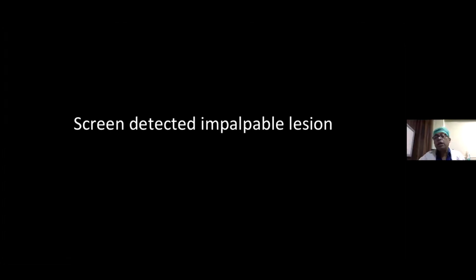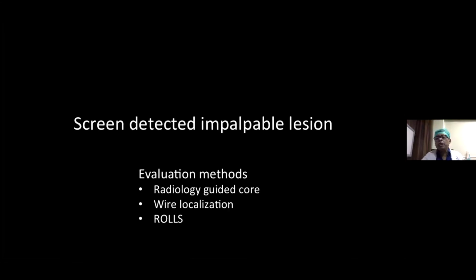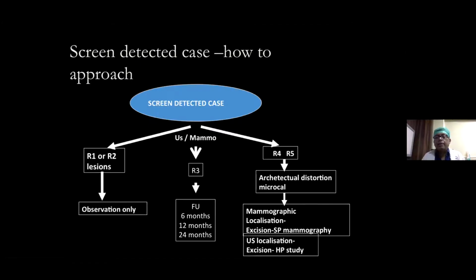Now look at what is the algorithm or the guideline in the West. You can choose any of the evaluation modes, a radiology guided core or a wire localization. In some places in Italy, they would use the ROLL. So the guideline is very clear. You have a screen detected lesion, R1 or 2, observation only. If it's an R3 or a Birads 3 lesion, where you have a doubt like Mona Lisa, how this lesion is going to behave and what's the emotion of the lesion, you plan for a follow-up at 6 months, 12 months and 24 months. Anything above that, you need an evaluation to a certain extent.